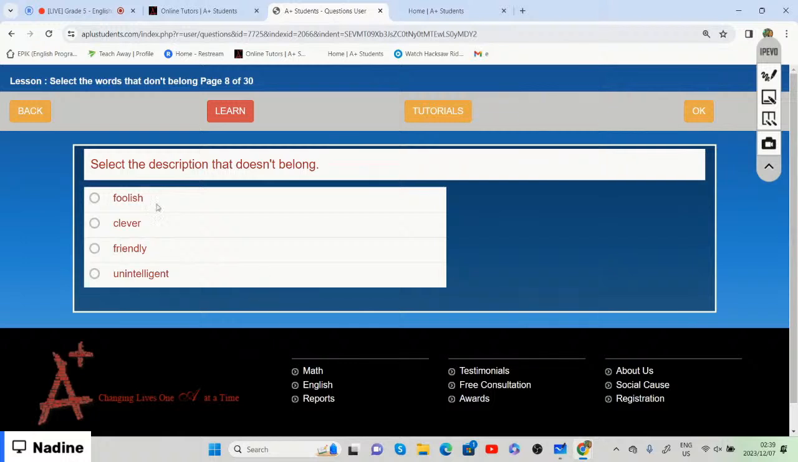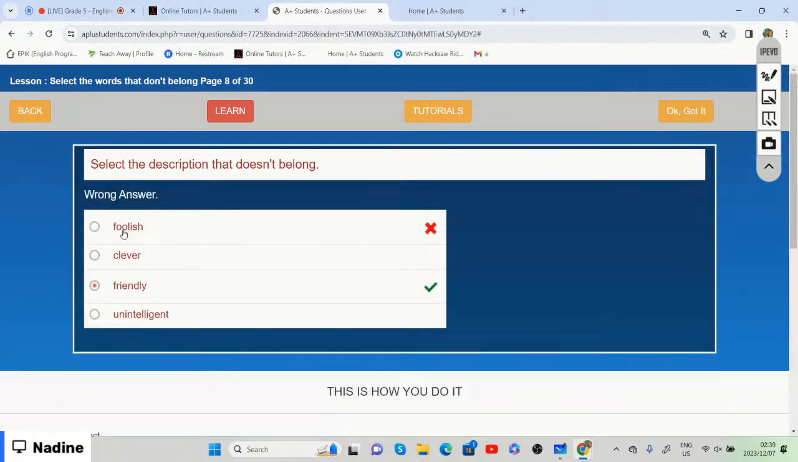Okay, somebody said foolish, but I honestly think it's maybe friendly, because friendly is not related to being foolish, clever, or unintelligent. Let's try foolish, but I think it's friendly.